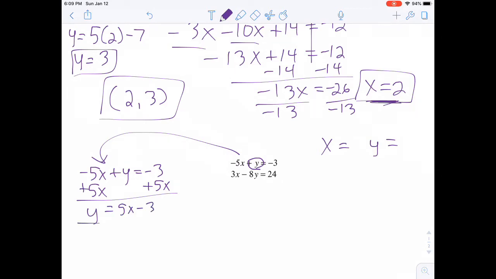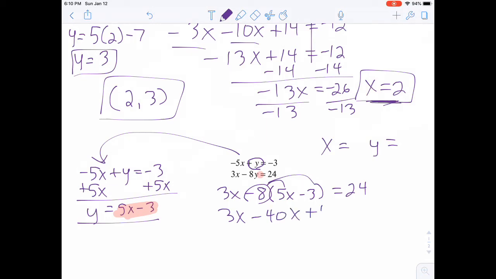So my new equation is y equals 5x minus 3, so I kind of get rid of that top one there. And I'm going to do the same exact thing I did in the previous example. Y equals 5x minus 3. I have a y in that equation here. So I'm going to substitute it in 3x minus 8. Instead of the y, I'm going to put parentheses, 5x minus 3 equals 24. Everything else gets written as is. Now if you look, I don't have any more y's, so now I can distribute that 8, leaving everything else as is. That's 3x minus 40x plus 24 equals 24.